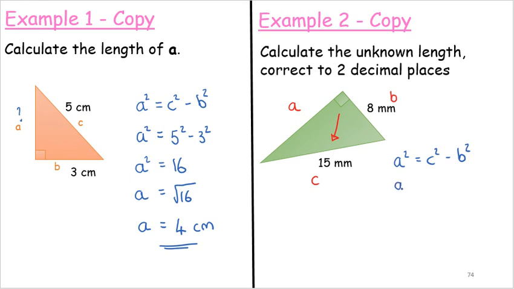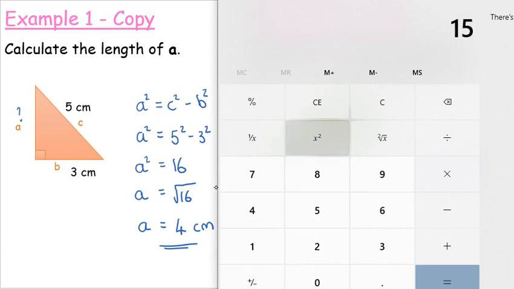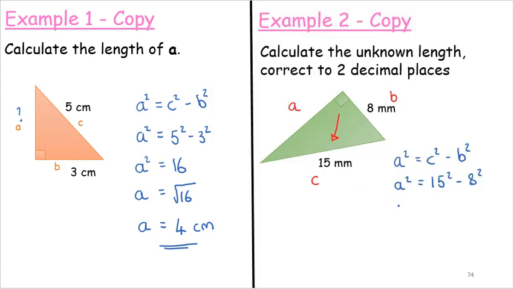Okay, so putting in my numbers now, a squared is equal to 15 squared minus 8 squared. I'll move over to my calculator and I'll put 15 squared minus 8 squared, which gives me 161. So a squared is 161. Now, a common thing people do at this point is they forget to square root. So we need to go and work out what a is now. So a is the square root of 161.